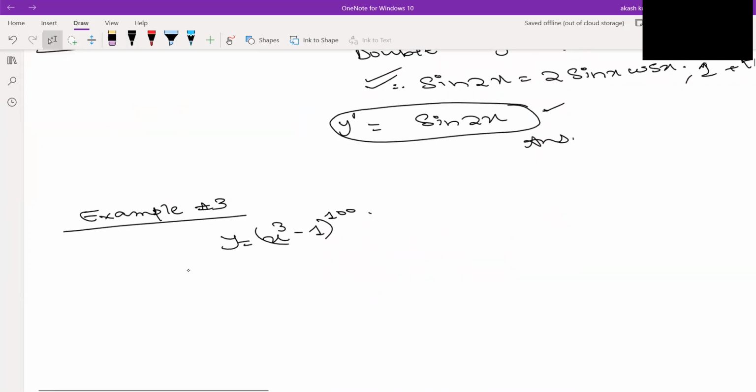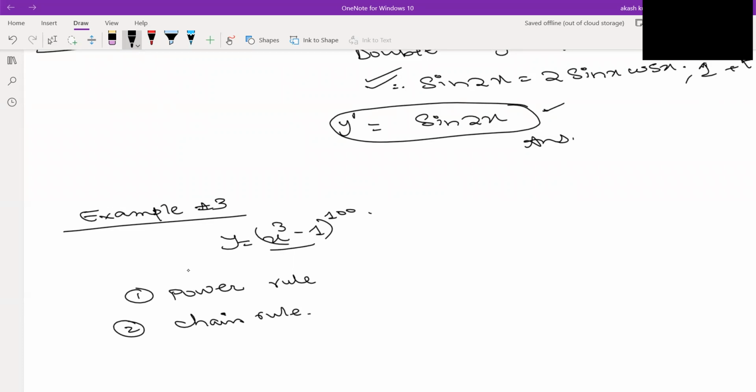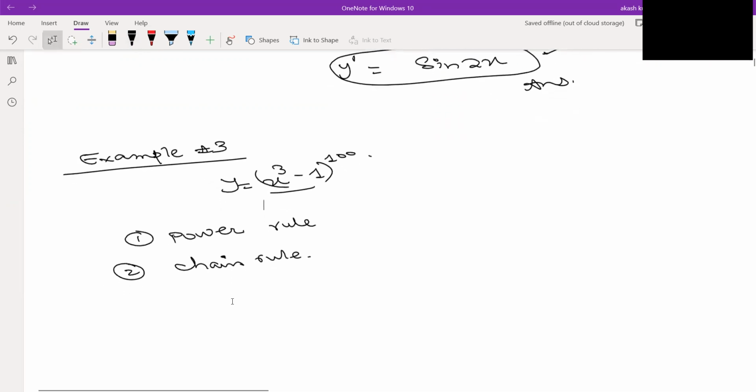That was our example number 3. Can you see that the first rule that we can apply here is the power rule? Okay, so first that rule will be applied, and then the second rule that we will apply is the chain rule. Why chain rule? Because there is one function that is to the power of 100, but there is another function inside that function, that is x cube minus 1. We have to differentiate that again as well. Is it clear? So these two rules will be used to take the derivative of this question.